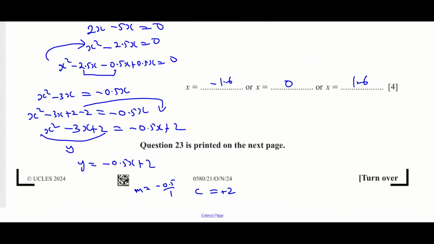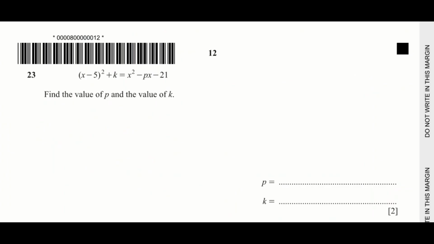So let's go to the last question. So this is equal to this. Find the value of p and the value of k. So this is the completing the square method. Okay, so we have to do that. So how do we write this in the form of this?